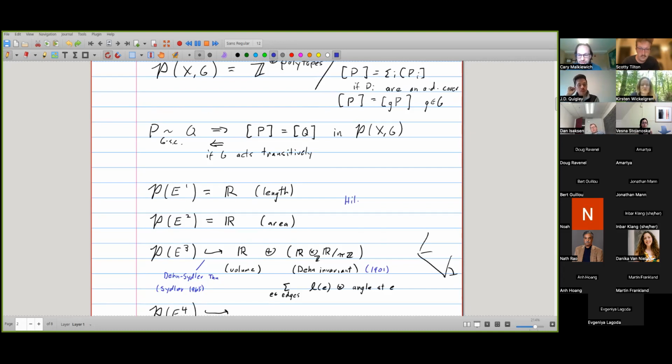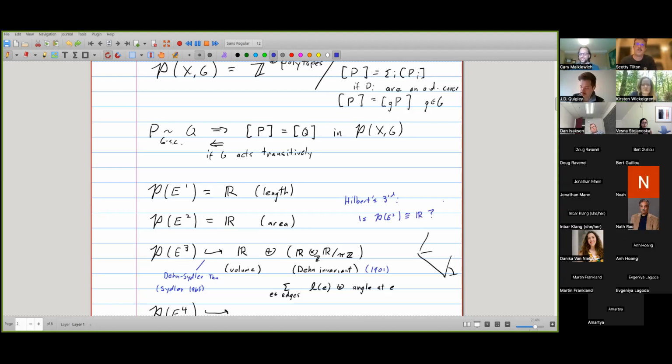I mean, he didn't phrase it in these terms, obviously, but this is the content of his problem, right? Is that third polytope group R? Is the volume the complete invariant for scissors congruence? And Dehn showed the answer was no, because he used the Dehn invariant to give examples of polyhedra that have the same volume but are not scissors congruent. And then Sydler showed that this is injective. In fact, this is part of a 4-term exact sequence you can write down. So in a sense, you can completely compute what this group is.